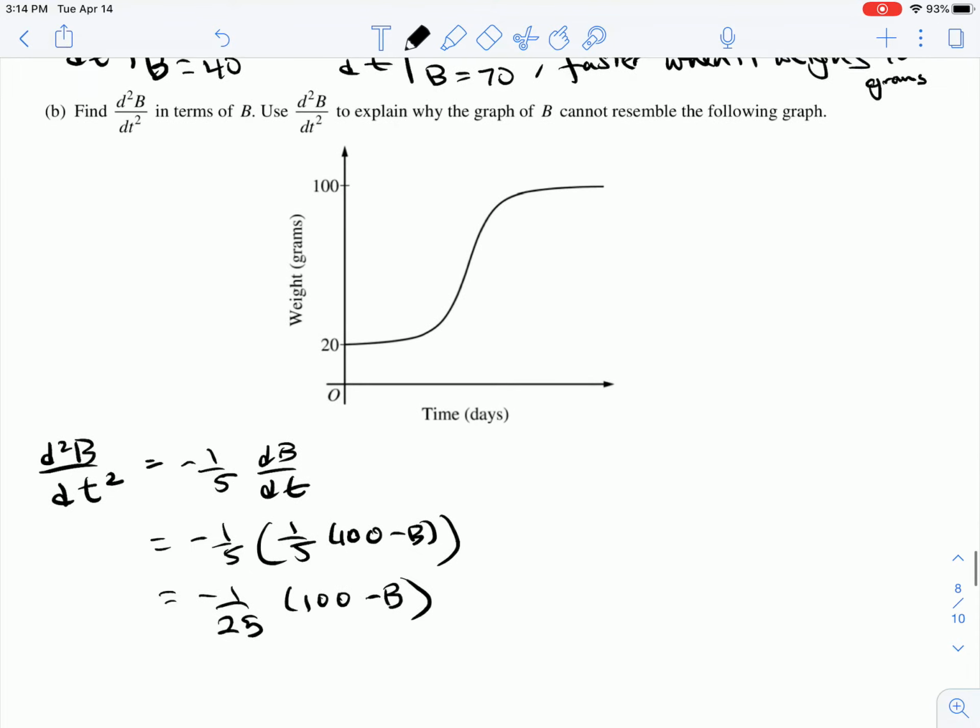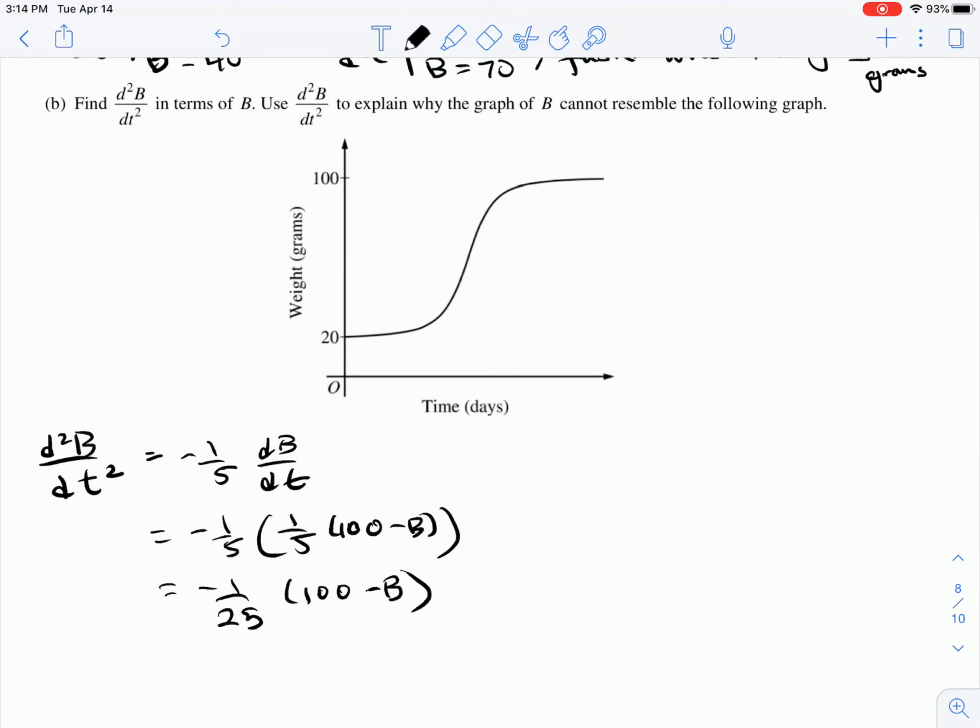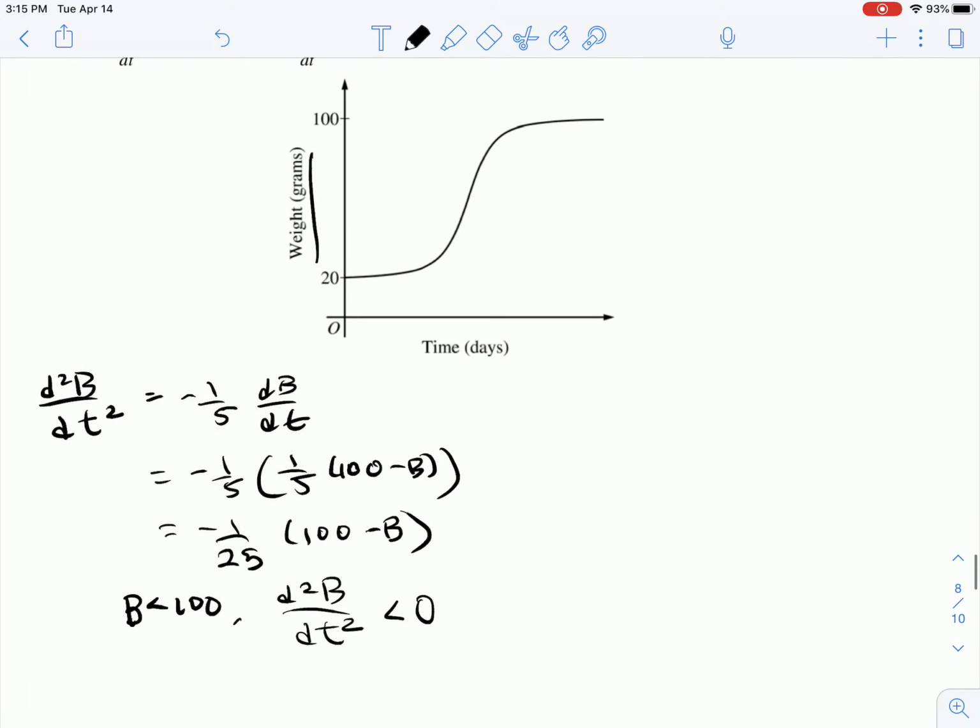Well, looking at what we found here, we see that when our B value, our weight in grams, is less than 100, then we see that our second differential equation is going to be less than 0. It's negative, which means it's got to be concave down. So let's write that. When B is less than 100, this is negative, therefore it's concave down.